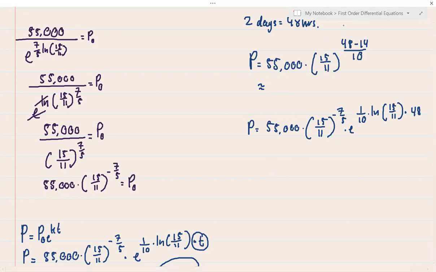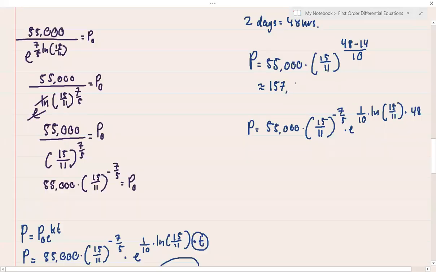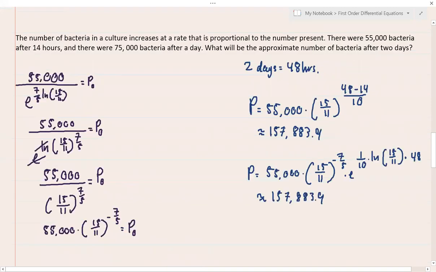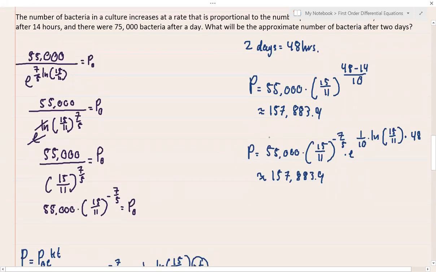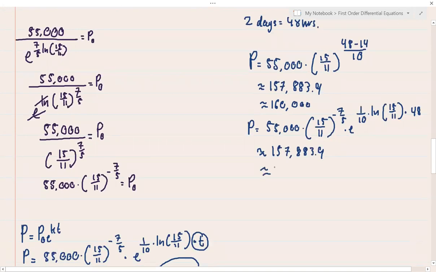The answer is, let me check, I used a different calculator. It's 157,883.9. But the question asks for the approximate number of bacteria, so we can have our answer as 160,000. 160,000 bacteria works.